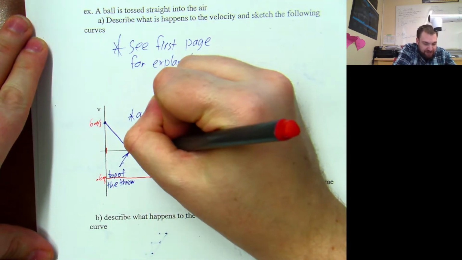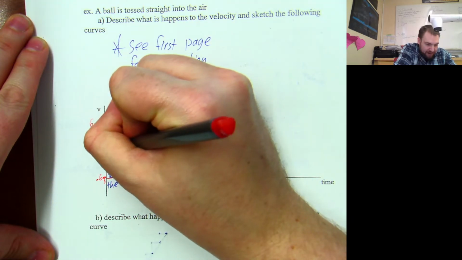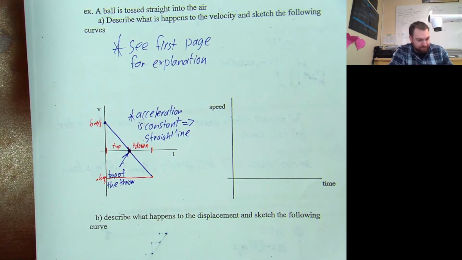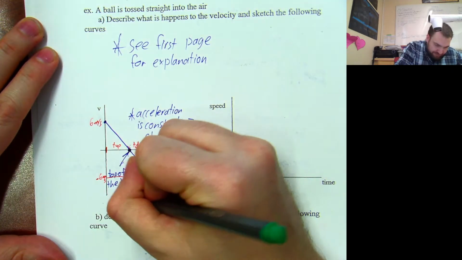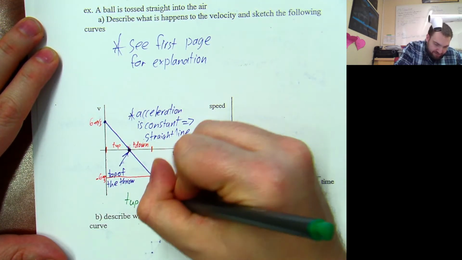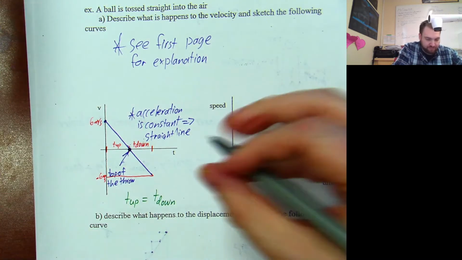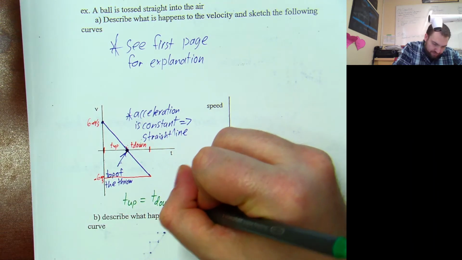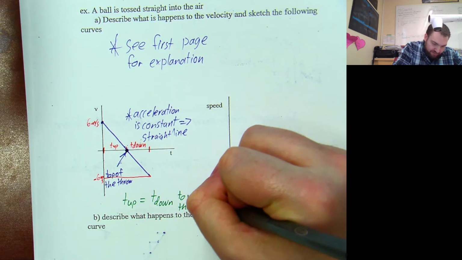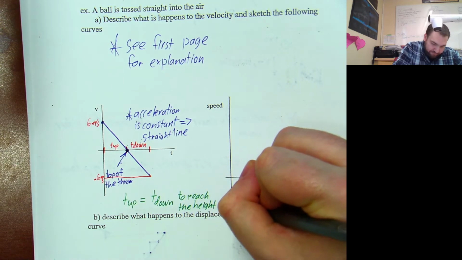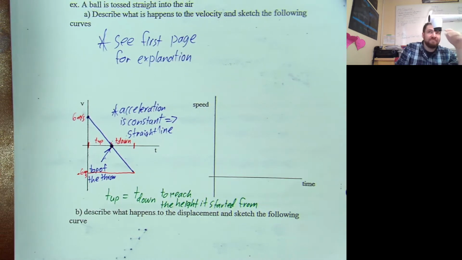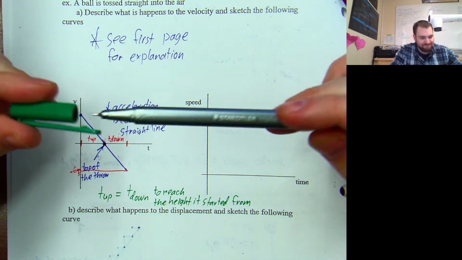And you were talking about the time piece here too. Time up. This is going to be time down. These two times, I'll write it down here, T up equals T down to reach the height it started from. So, follow the result. Thank you, Connie.